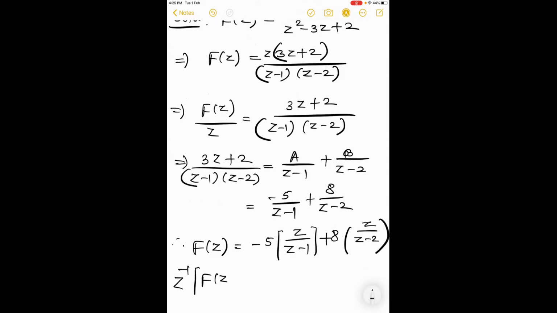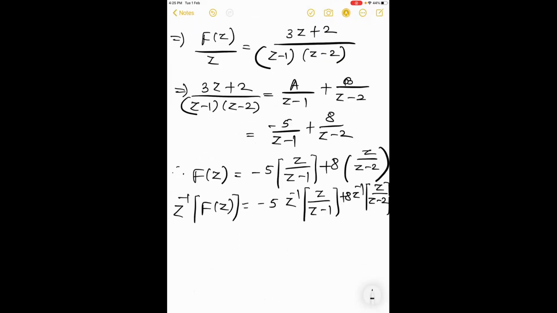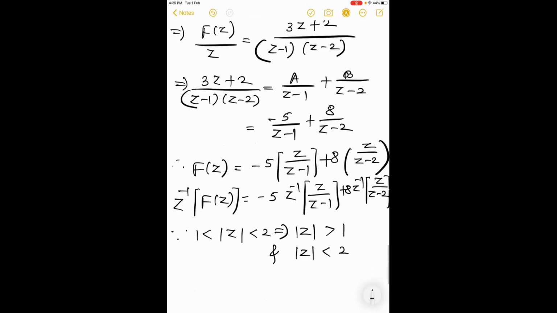So Z inverse of F(z) is equal to -5 times Z inverse of Z upon Z minus 1, plus 8 times the inverse transform of Z upon Z minus 2. And our range is again given as modulus of Z greater than 1 and less than 2. That is the range given. Since 1 is less than mod Z less than 2, mod Z is greater than 1 and mod Z is less than 2. So how do you write the sequence?